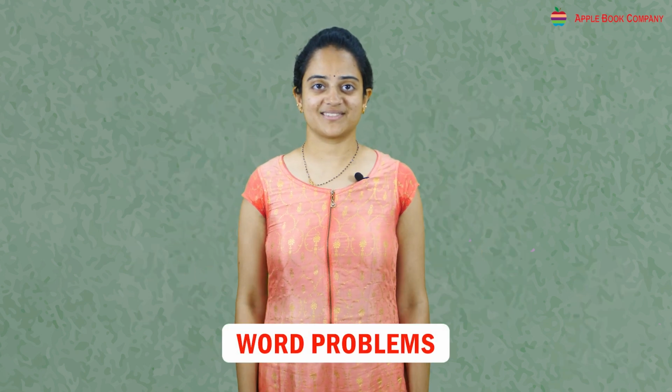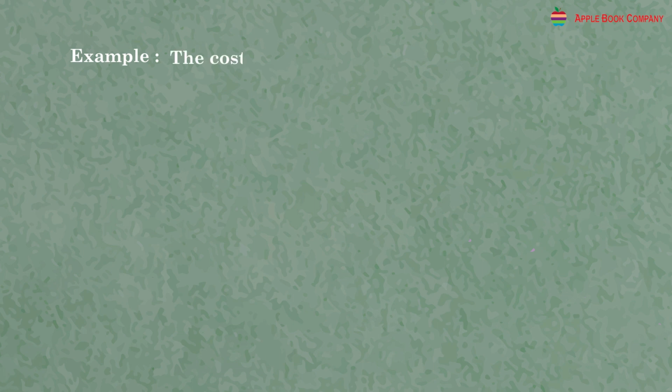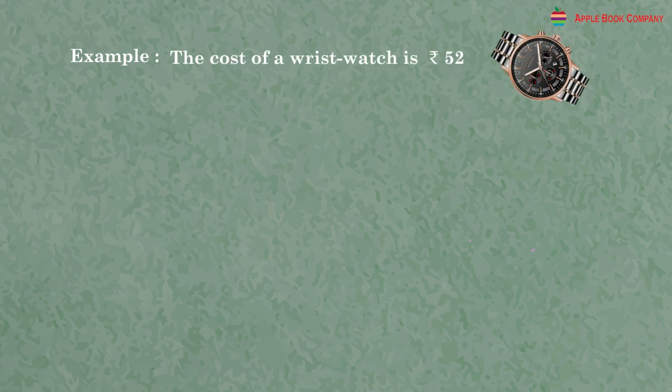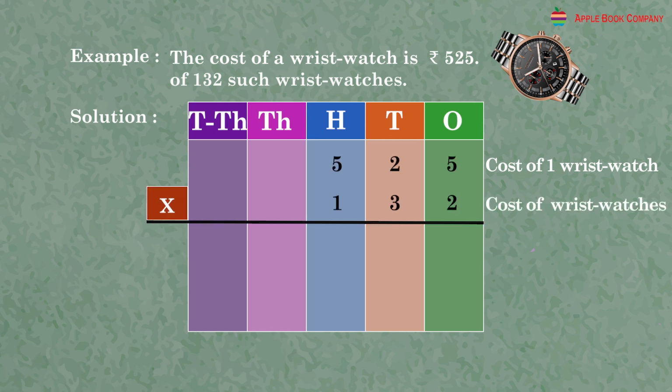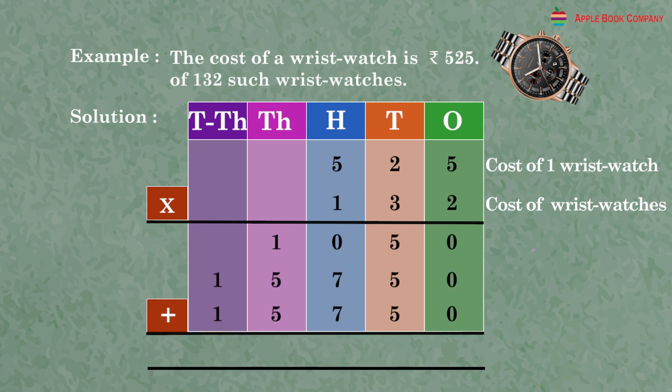Word problems. Example: the cost of a wristwatch is rupees 525. Find the cost of 132 such wristwatches. The cost of one wristwatch is 525. The cost of 132 wristwatches is 525 multiplied by 132. Thus, the cost of 132 wristwatches is 69,300.